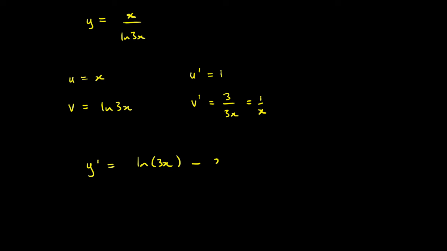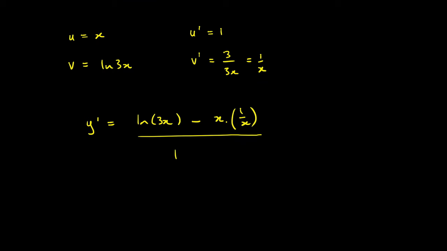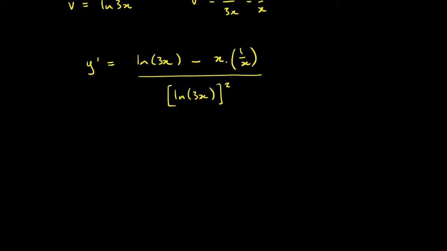So I'm just going to write that out nice in full, just to show the examiner that I know what I'm doing. All over v squared, which is (ln 3x) all squared. Right, so I'm going to put that in a bracket as well, because ln of 3x squared is different to ln 3x all squared.